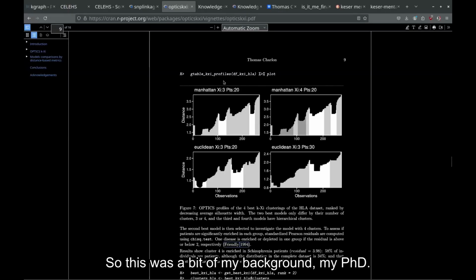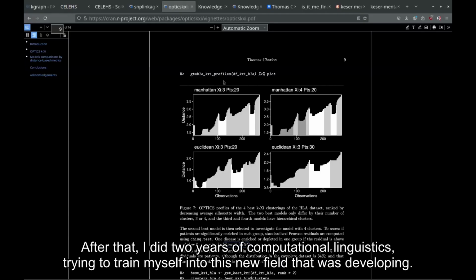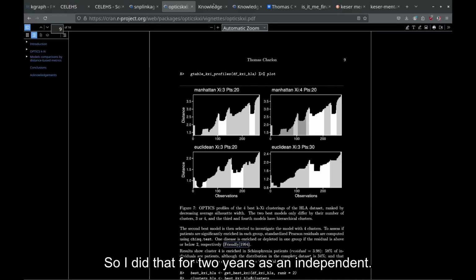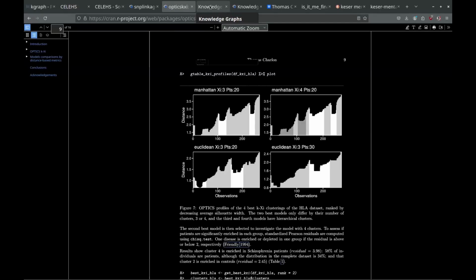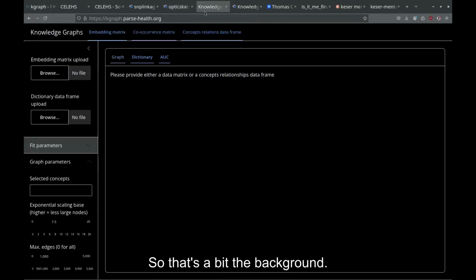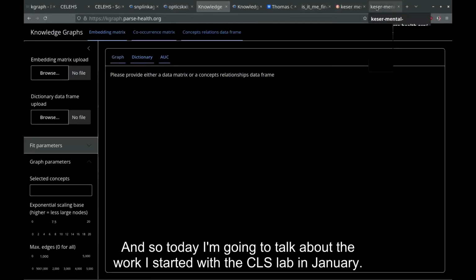So this was a bit my background, my PhD. After that, I did 2 years of computational linguistics, trying to train myself into this new field that was developing. So I did that for 2 years as an independent. And after that, I did 3 years of developing a Shiny app for real estate analysis, so geostatistics. So that's a bit the background. And so today I'm going to talk about the work I started with the CLS lab in January.